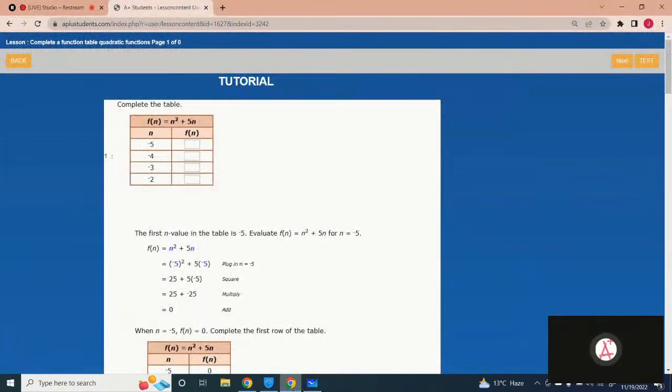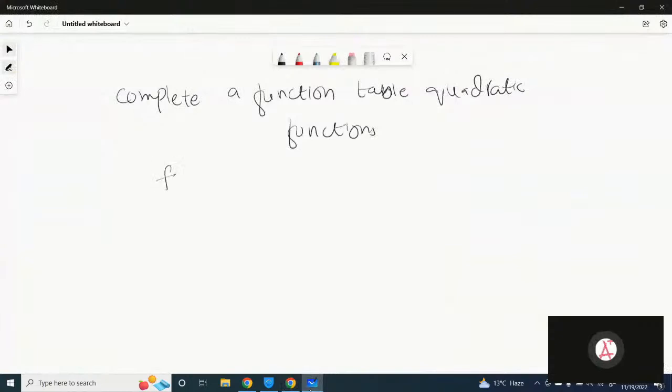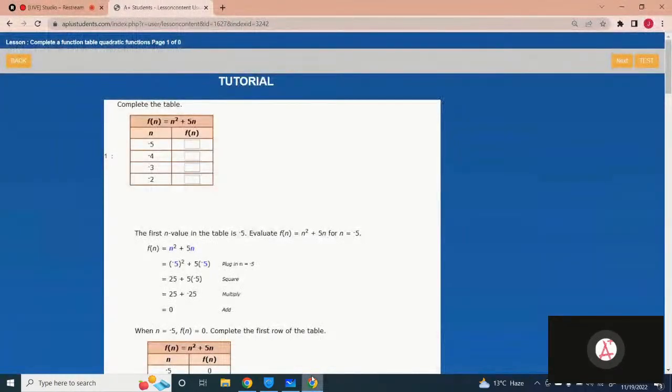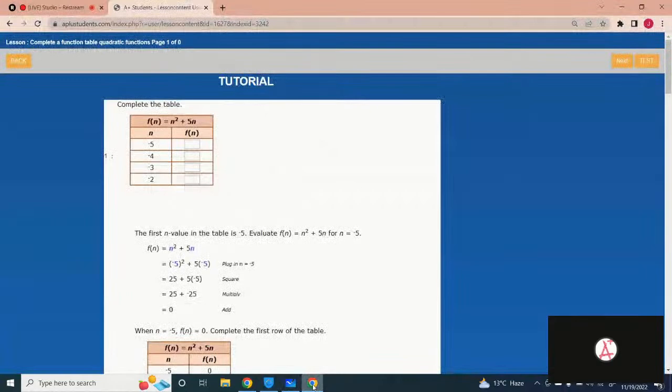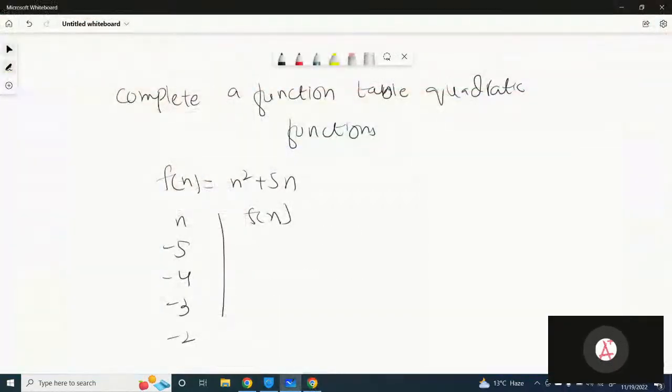Okay, complete the table. You are given the function f(n) equals n square plus 5n. Here you have n and here you have f of n. The values of n are negative 5, negative 4, negative 3, negative 2. So just replace the values of n in the function. Let's start with the first value. n has the value negative 5. So just replace n with negative 5 in the function.